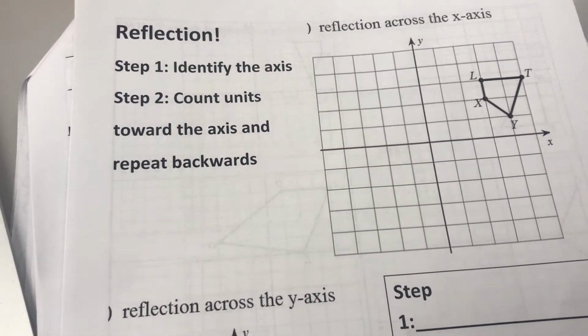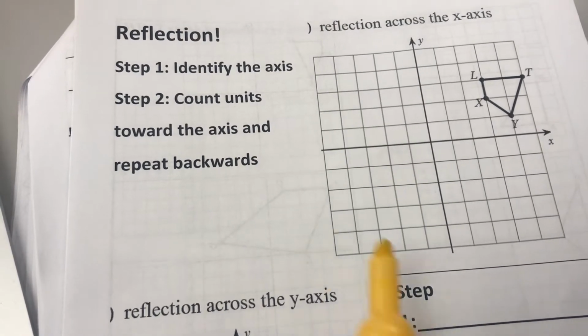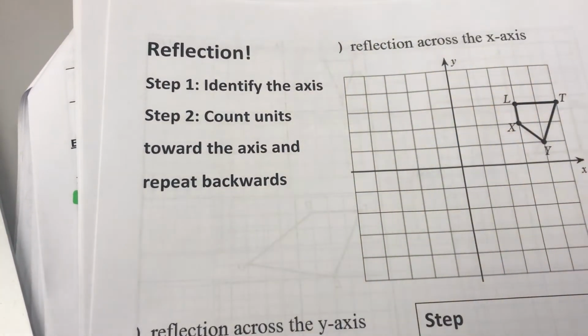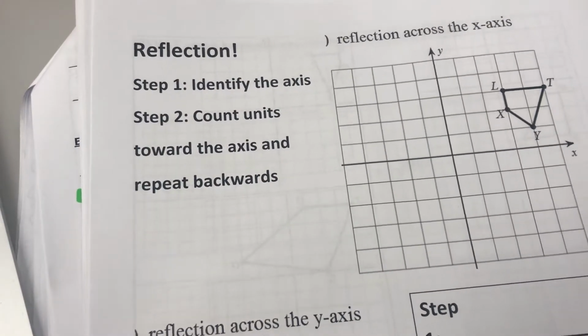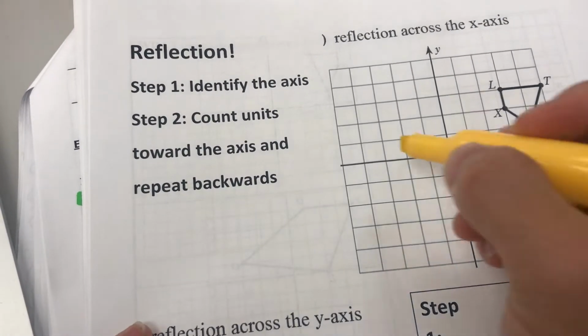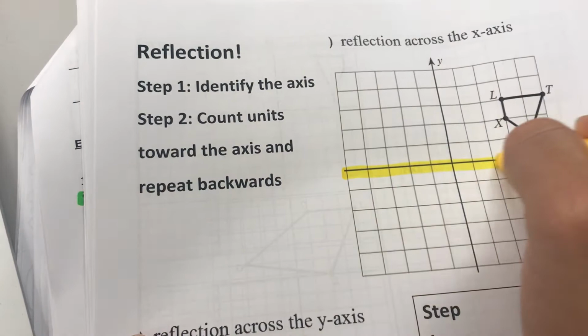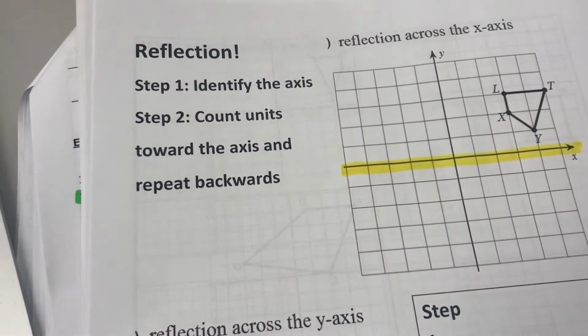So how does reflection work? First, look at the question, right? It says reflect off the x-axis. Well, step one, you have to know which axis they're even talking about, right? So the x-axis is right here. I'm going to highlight this for you so that you can see. All right, great, that's the x-axis.